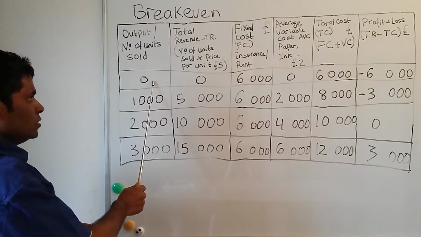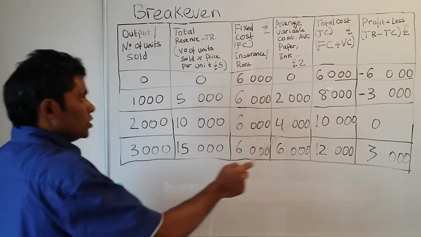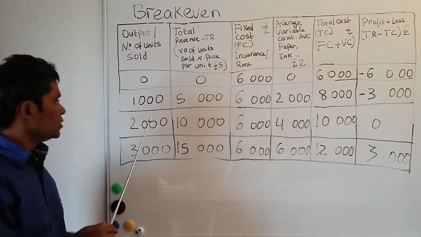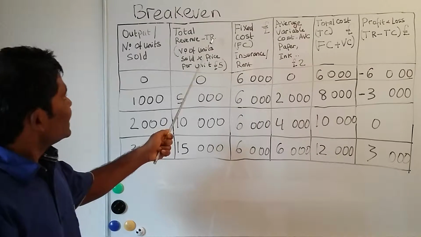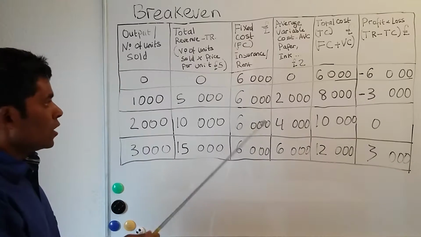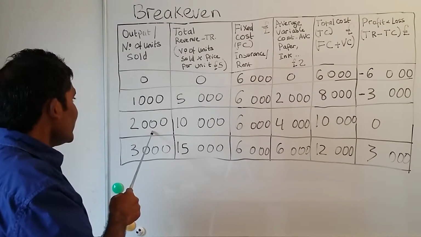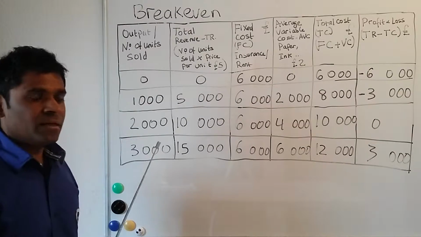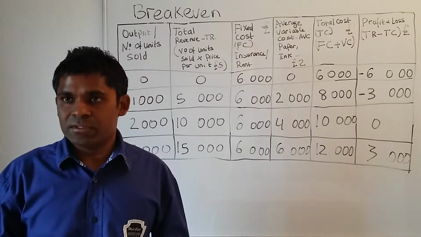At level of output 0, you'll be making a loss of 6,000. At level of output 1,000, you'll be making a loss of 3,000. But at level of output 2,000, you'll be making no profit and no loss, because TR is equal to total cost. At this level, you are going to break even. This is your break-even point, with your break-even level of output at 2,000 and your break-even price at 5. If you decide to produce 3,000, then you'll be making a profit of 3,000.